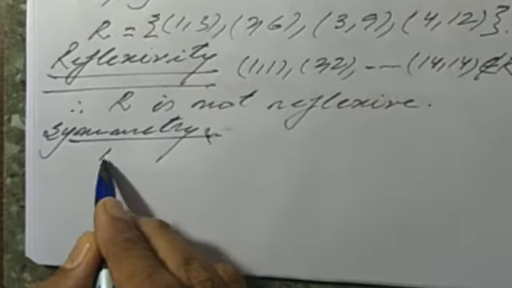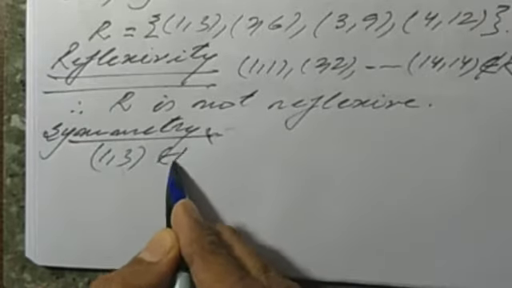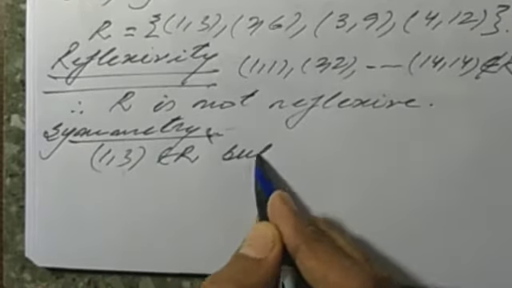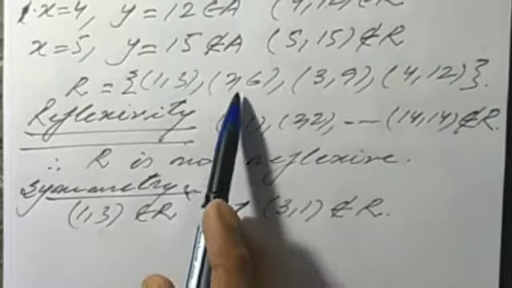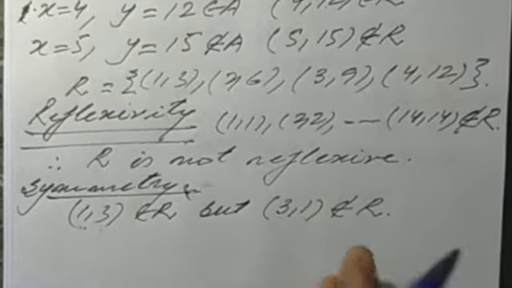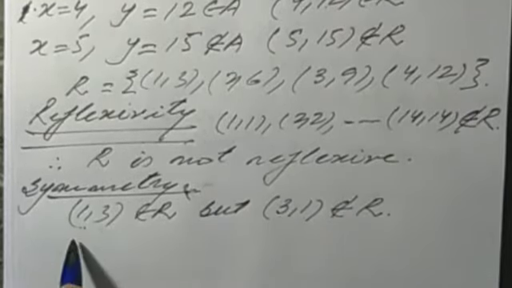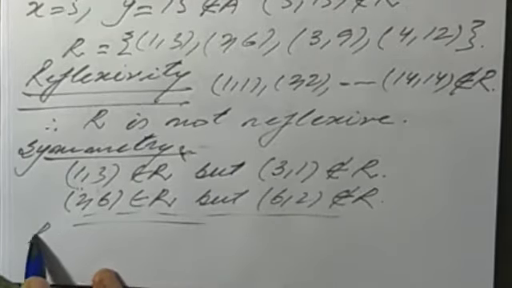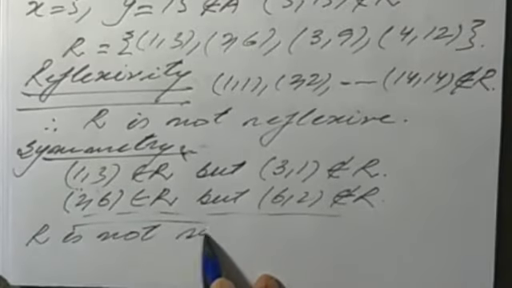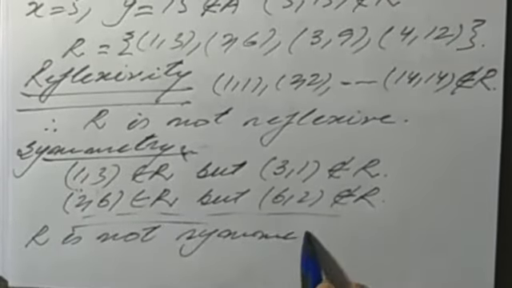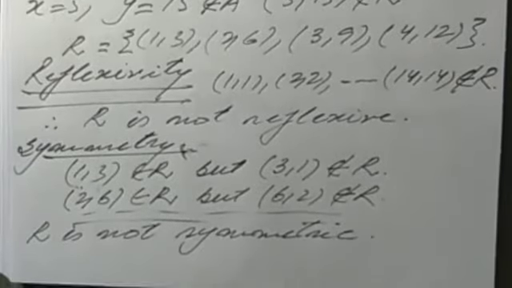So we write that (1, 3) belongs to R, but (3, 1) does not belong to R. We may give this reason for every ordered pair, though it is sufficient to write only that (1, 3) belongs to R but (3, 1) does not belong to R, so it is not symmetrical. So we may say that R is not symmetric. So it is neither reflexive nor symmetric.